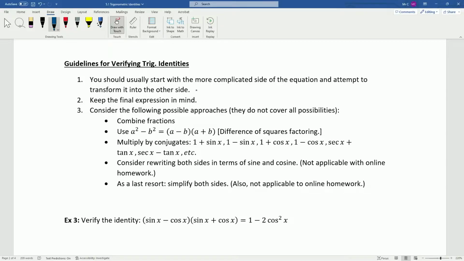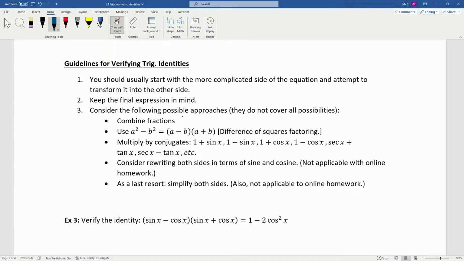Now, the reality is, when we're talking about an online homework system, you don't always get a choice as to which side you're going to start with, so keep that in mind. Now, as you're working through these problems, keep the final expression in mind because you have many different identities you can apply in the problems. So you need to actually be thinking about where am I trying to get to so that you try to pick identities and algebraic manipulations that will point you in that direction.